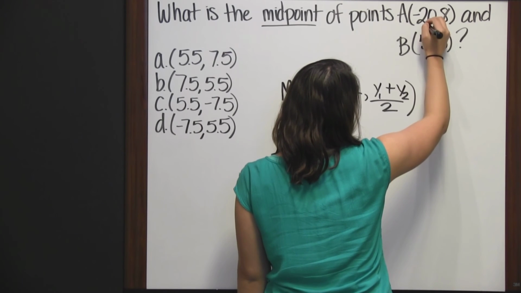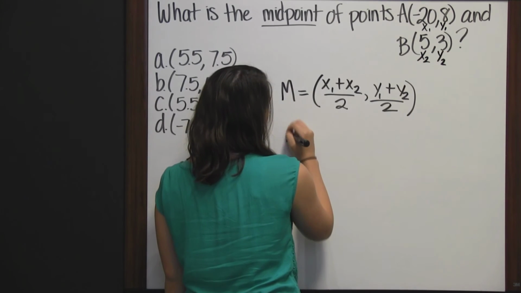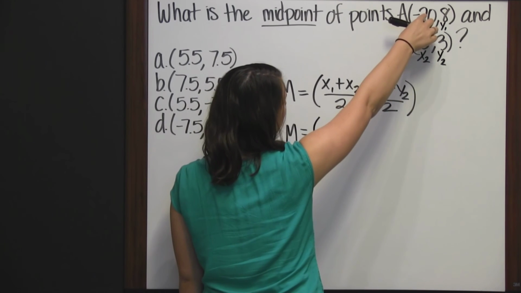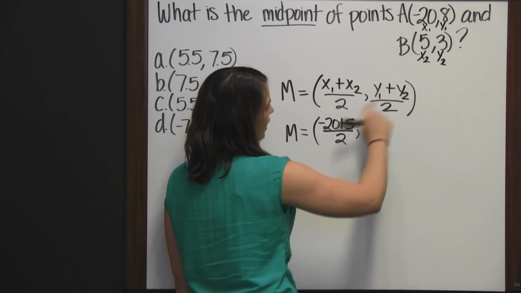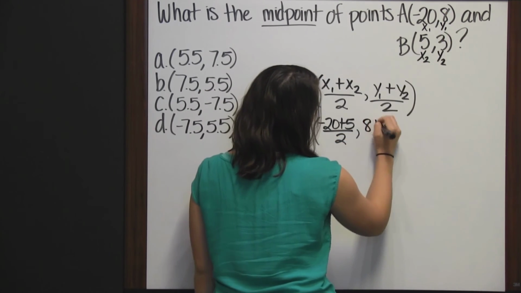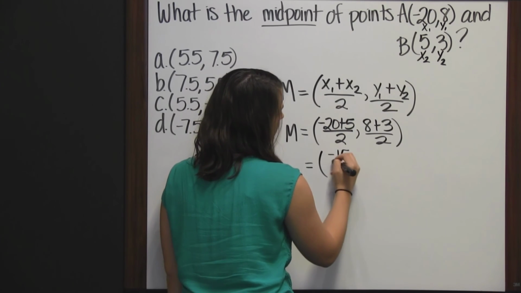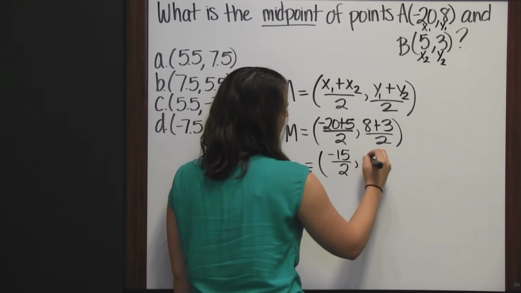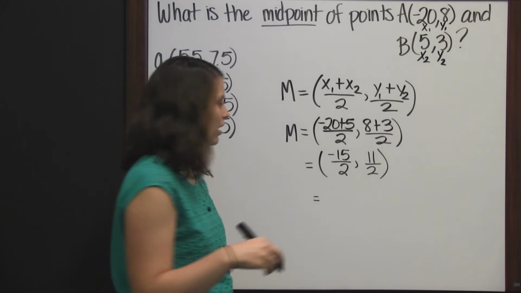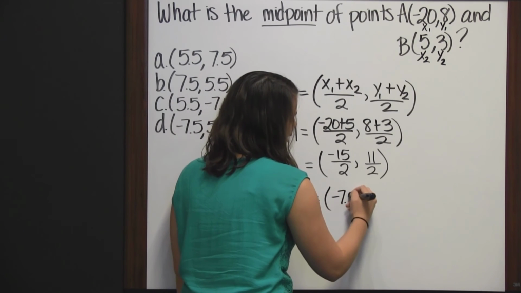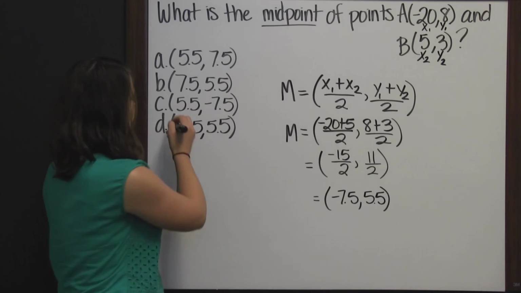So now I'm going to label my ordered pairs x1, y1, and x2, y2, so that now I can substitute. So my midpoint is: x1 is negative 20, and x2 is 5. So negative 20 plus 5 divided by 2. And then I'll add my y's and divide by 2. So 8 plus 3 divided by 2. And now we just need to simplify. Negative 20 plus 5 is negative 15 divided by 2. And 8 plus 3 is 11 divided by 2. Negative 15 divided by 2, that's a negative divided by a positive. That's a negative. And it's negative 7.5. And then 11 divided by 2 is positive 5.5. So that is answer choice D.